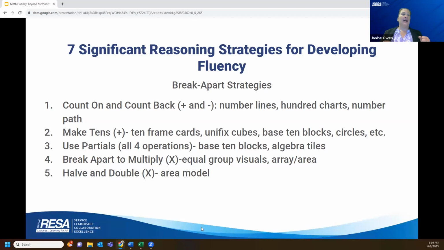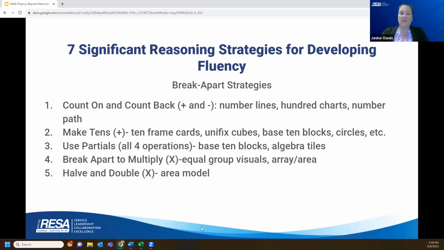Making 10s. This doesn't just mean making 10 like with the most basic facts of knowing all of the friends of 10, but it also means going on into making hundreds, making thousands, making a whole number, making a zero when we were talking about integers and decimals. For the making 10 strategy, some good things would be 10 frame cards, unifix cubes, base 10 blocks, circles that we're partitioning into groups. One of our friends who mentioned using a square and then cutting it up might be thinking that way too.